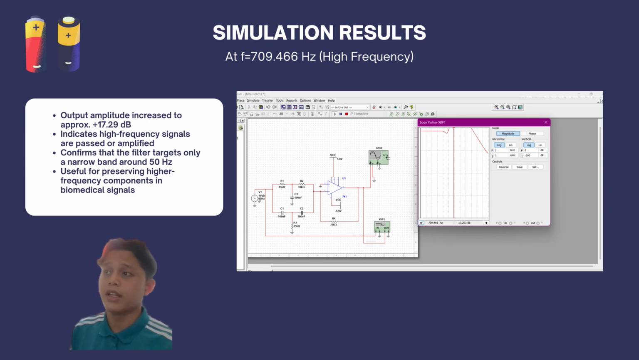Next is when the frequency is at 709.466 Hz, which is a high frequency. From the simulation, the output amplitude increased to approximately positive 17.29 dB. So it indicates that high frequency signals are passed or amplified, and it confirms that the filter targets only a narrow band around 50 Hz. So it is useful for preserving higher frequency components in biomedical signals.